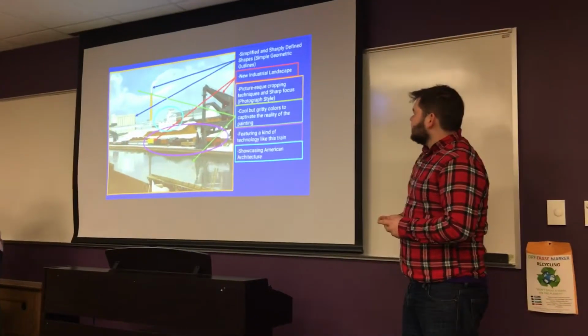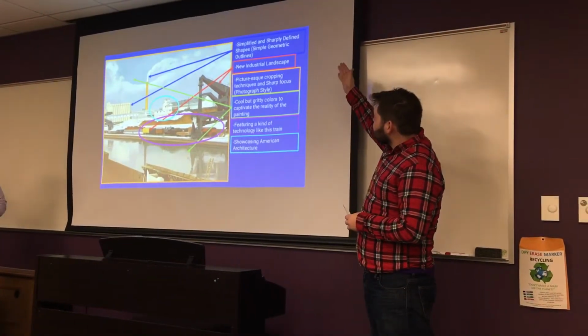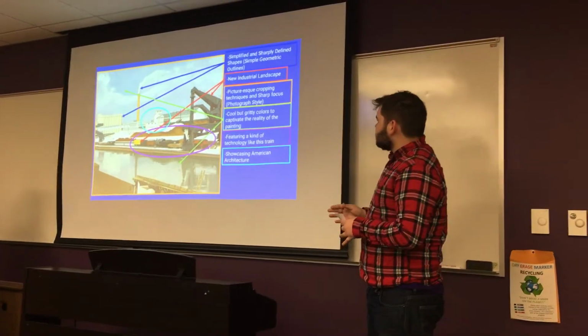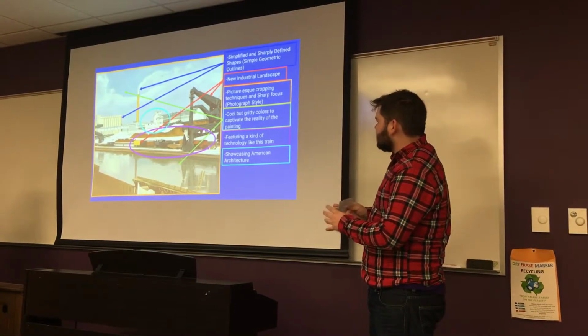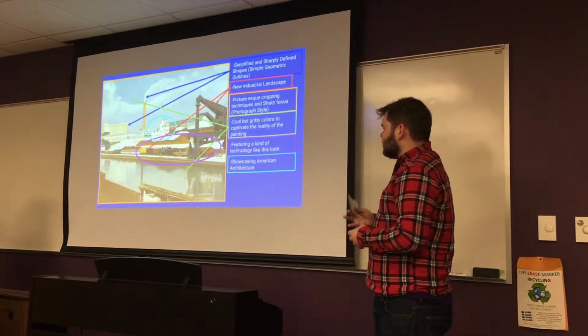As you can see, I color-coded some of the important features of the painting: the simplified and sharply defined shapes, the smoke tower and the buildings in the back, the new industrial landscape, the cranes and the railroad tracks, picturesque cropping. It looks like a photograph was taken. The cool but gritty colors capture the reality of the painting.